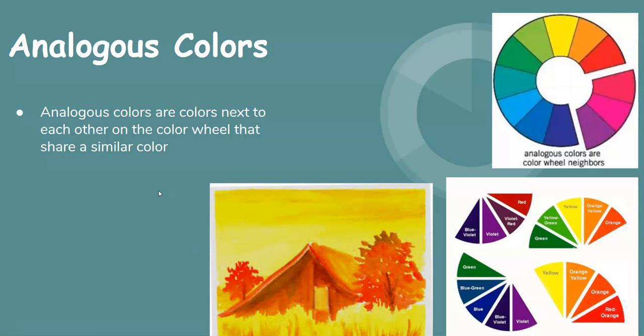Now there are analogous colors. Analogous colors are colors next to each other on the color wheel that share a similar color. As you can see right here and here: blue, violet, red, or green, yellow, orange. They're all very similar colors, variants of the big colors, but they're all right next to each other. And here's an example of just using analogous colors, because you're only using the orange, red, orange, yellow, and yellow. So yeah, on to the next one.